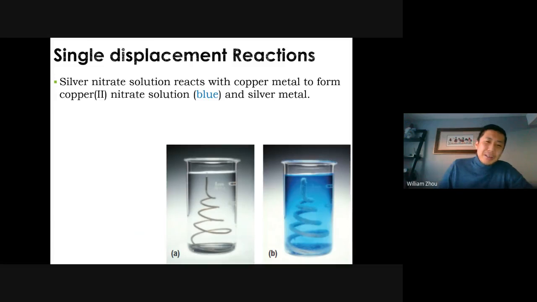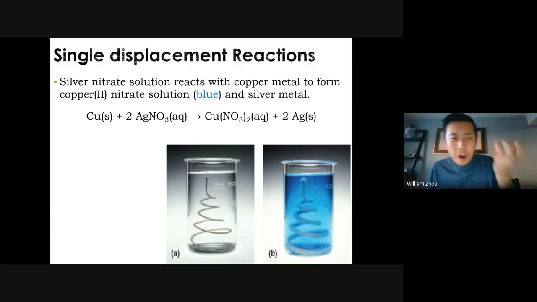And this is an example of that. This is a very expensive demonstration. Even if we go back to school, I have all of these things, but that costs around $50 to demonstrate, because of how expensive silver nitrate is. So silver nitrate reacts with copper to form copper 2 nitrate and silver metal. So here is single displacement. Copper was single, just solid copper. Silver nitrate had a partner. That's an ionic compound dissolved in solution.